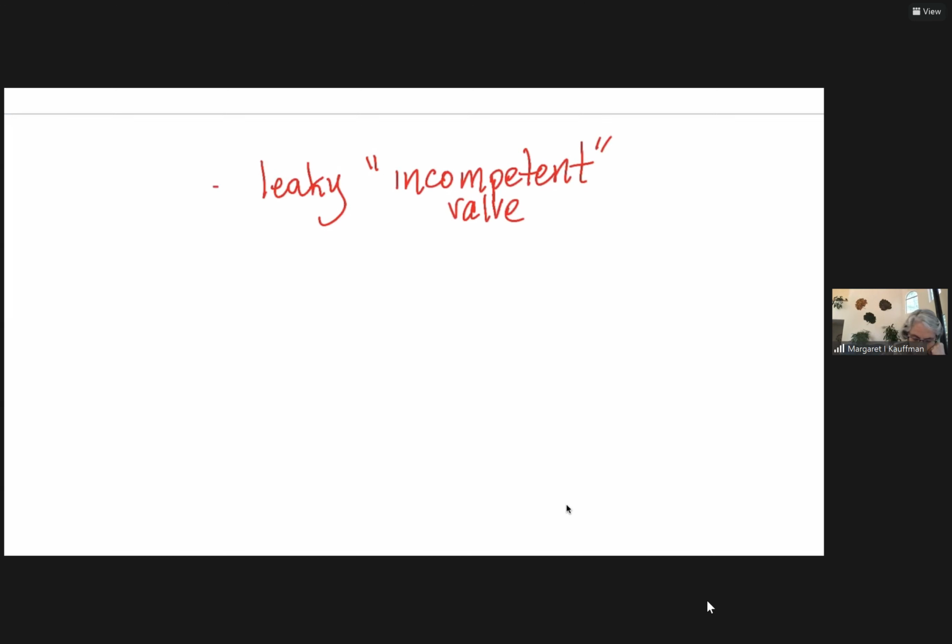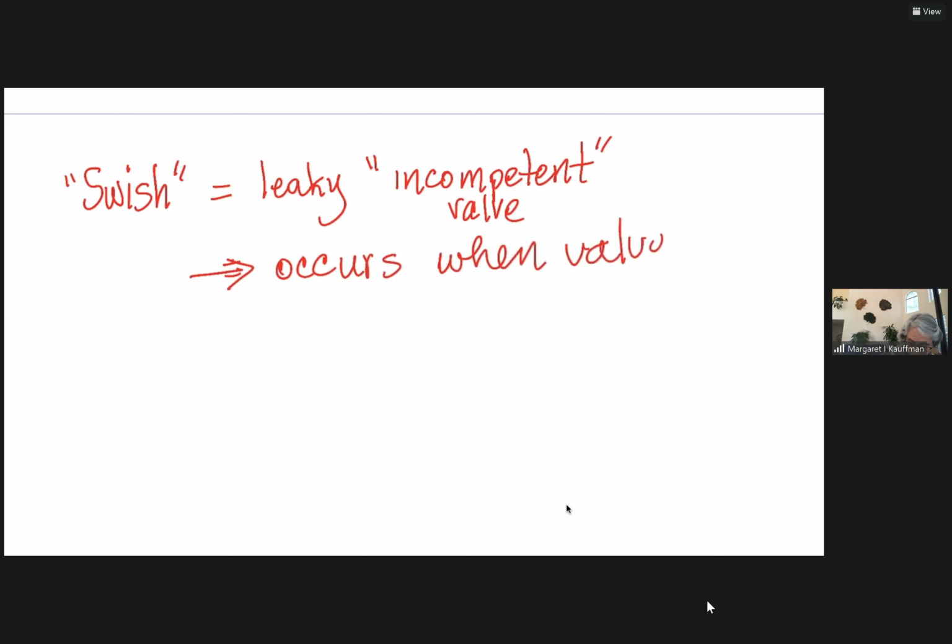And we're going to use a sound, swish, for that little leak. Now, the leak occurs when the valve is closed. So what you have to do is understand the cardiac cycle enough to know when the valves are closed. So you need to correlate the heart sounds. This occurs, maybe I should do an arrow, when the valve is closed in the cardiac cycle.